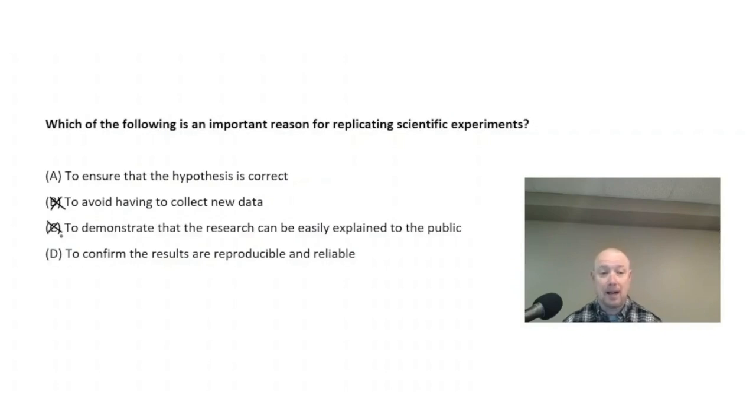So the two best answers would be A or D. Let's see which one's a better answer. A, to ensure that the hypothesis is correct, or D, to confirm the results are reproducible and reliable. Replicating experiments is a crucial step, so we want other scientists to try the same experiment to see if they get the same results, because our first results could be due to bad data, it could be due to something wrong we did within the experiment. So the correct answer here would be choice D.